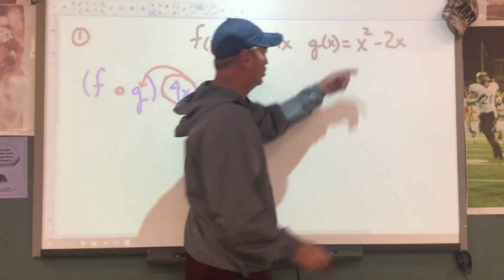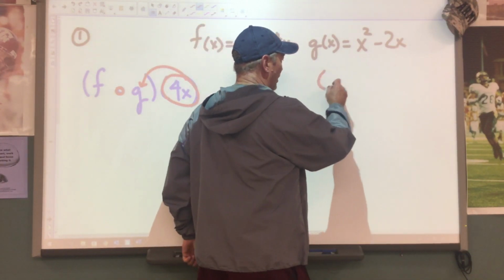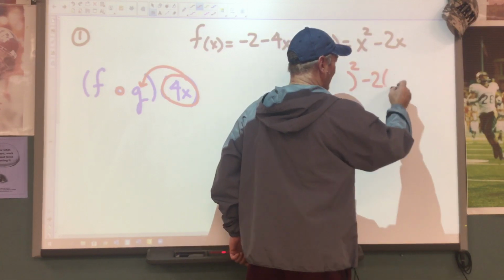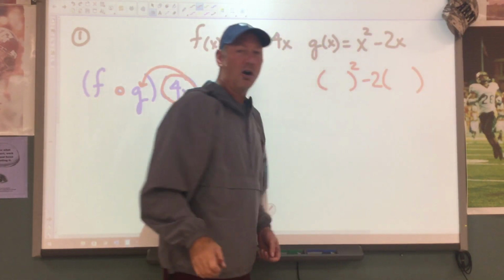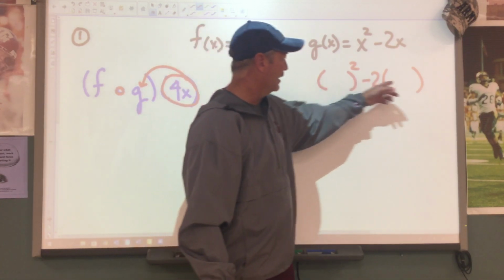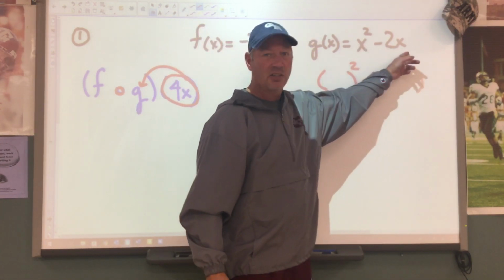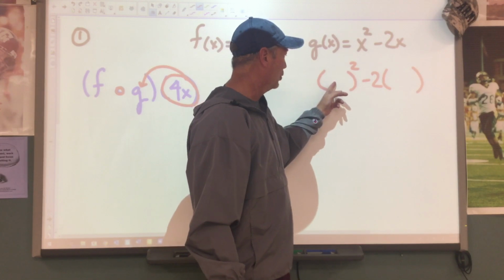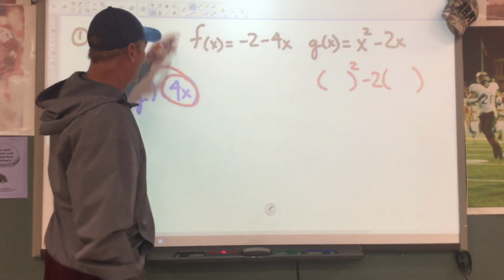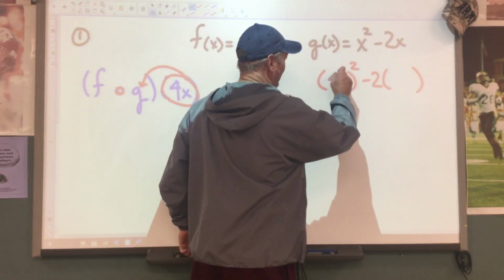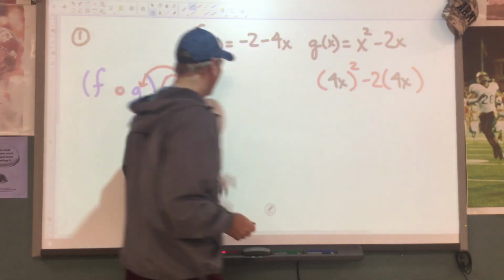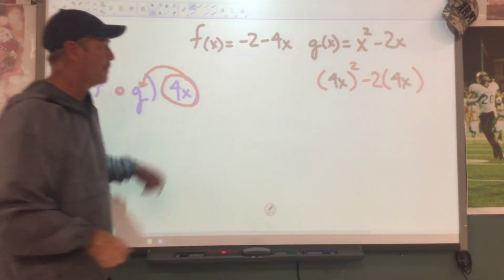So g says we're going to go someone squared minus 2 times someone. On the previous test, I had a lot of students that did not substitute both places they saw an x. We have to substitute here and here. So I'm going to put in my 4x, and I'm going to put in my 4x. That's what they're asking us to substitute in.